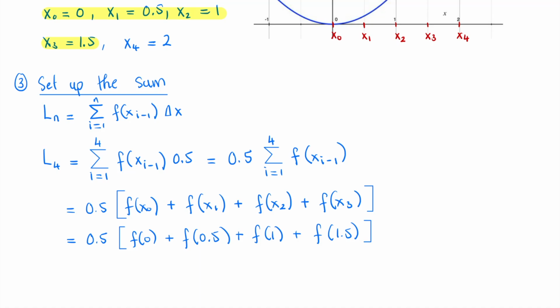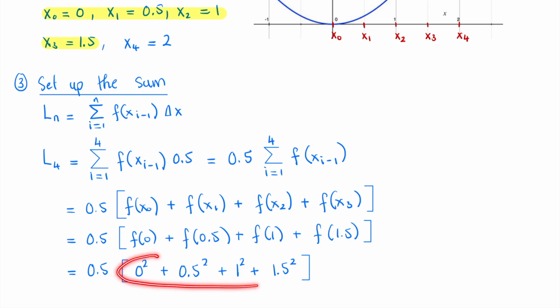And f of x is x squared. So f of 0 is 0 squared. f of 0.5 is 0.5 squared. f of 1 is 1 squared. And f of 1.5 is 1.5 squared. We're going to add them up and multiply by 0.5. We get 1.75.